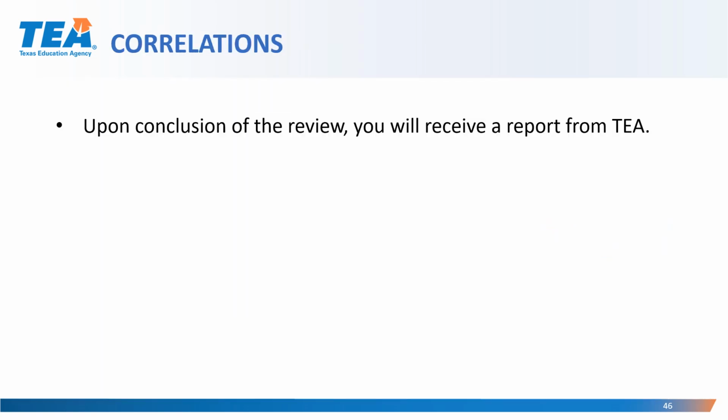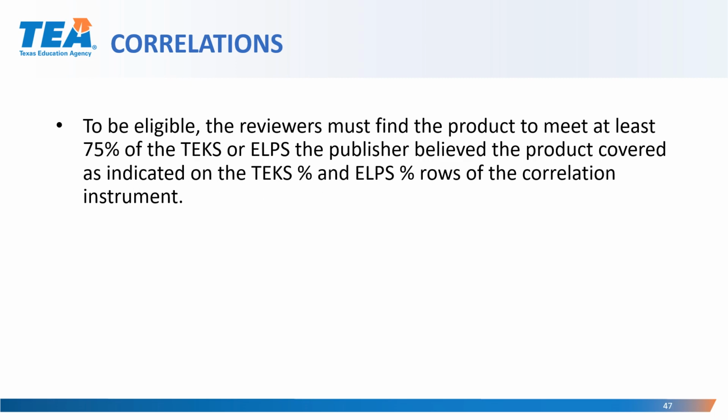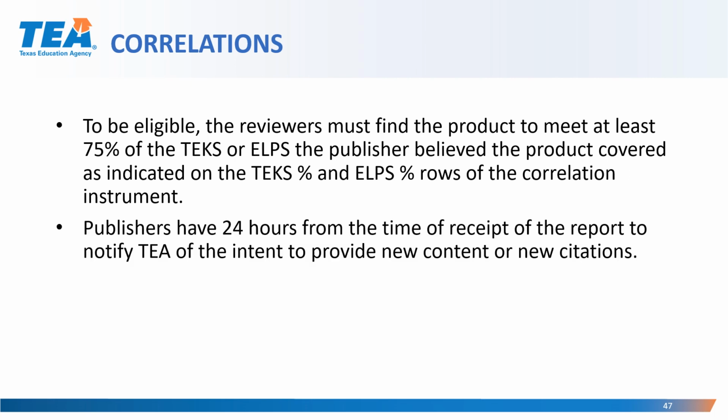After the review, we will send you a report that shows the TEKS alignment percentage and ELPS alignment percentage that you achieved. If you do not reach the percentage you indicated on your correlations, you may be able to update your correlations by providing new citations or developing new content, but you may only do this for citations that were rejected by the reviewers. To be eligible, the reviewers must find that your product meets at least 75% of the alignment percentage you provided on your completed correlation document.